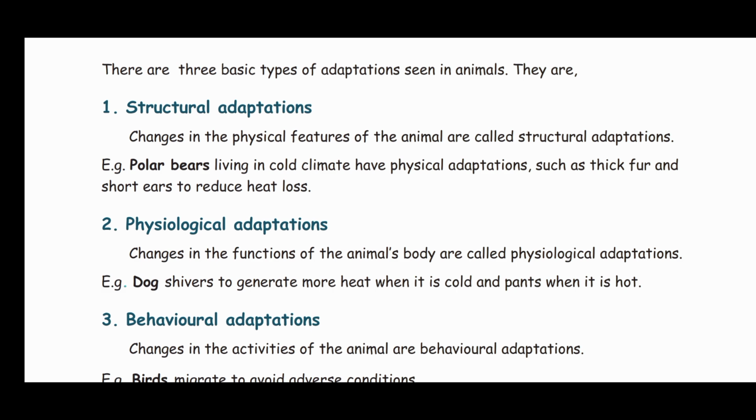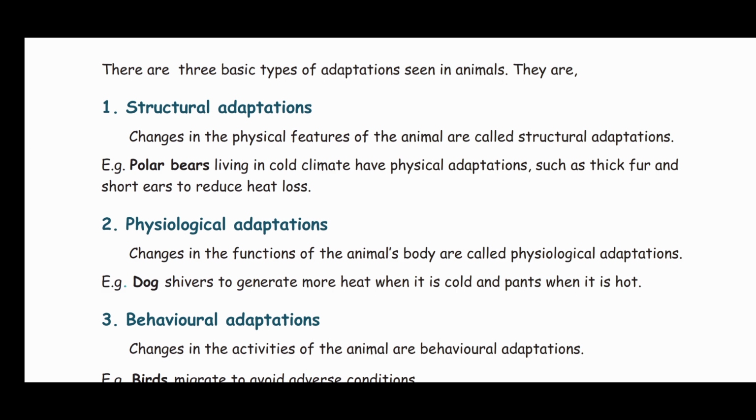First one, structural adaptation. Changes in the physical features of the animal are called structural adaptation. Physical means in the parts of the body. Example, polar bears living in cold climates have physical adaptations such as thick fur and short ears to reduce heat loss. Because of the thick fur they can withstand more cold, and if the ears are very short, the heat lost from the body to the external environment will be low, so it is adapted to that environment.